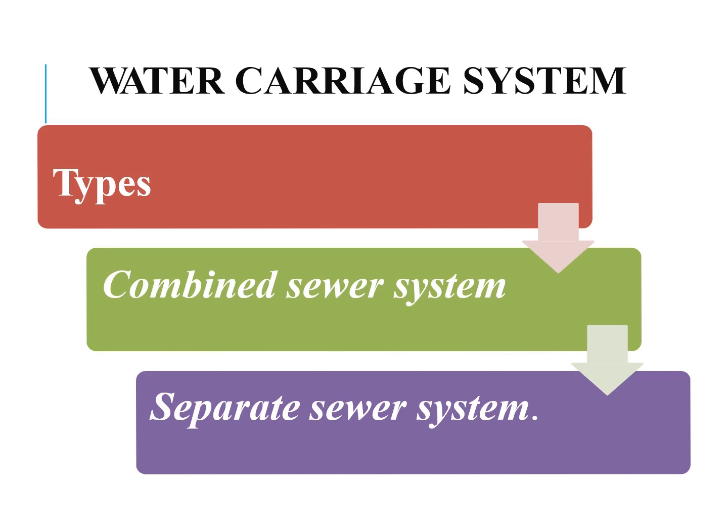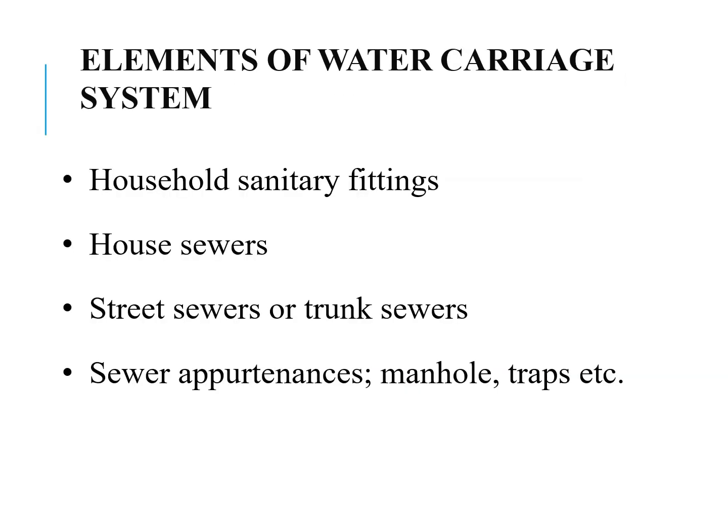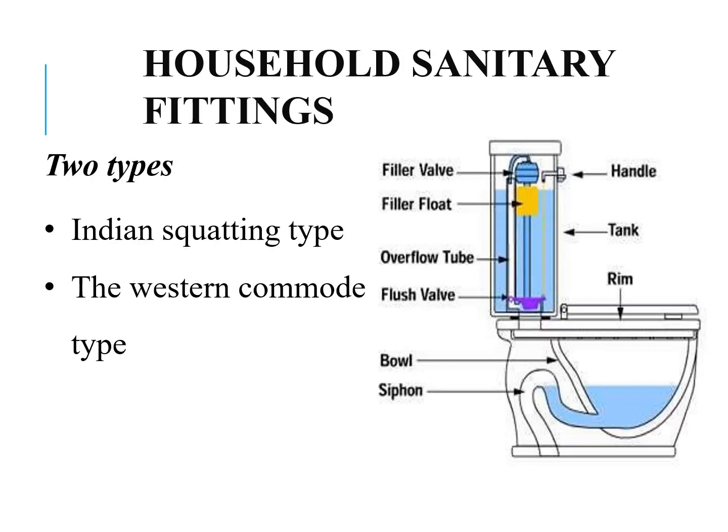The types of water carriage system we have are the combined sewage system, where both the sewage and the storm water go for sewage treatment, or the separate sewer system, where the sewage water and the storm water go separately. The household sanitary fittings, the house sewers, the street sewers, or the trunk sewers are included where a separate sewer is used. The Indian squatting plate or the Western commode is used in household sanitary fittings.